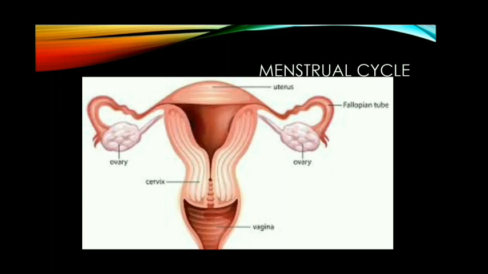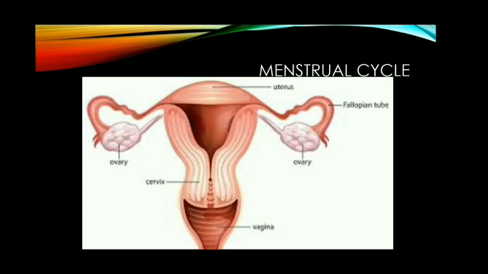If the ovum does not get fertilized, then the thick and soft inner lining of the uterus is no longer needed and hence it breaks. So the thick and soft inner lining of the uterus along with the blood vessels and the dead ovum comes out of the vagina in the form of bleeding called menstruation.